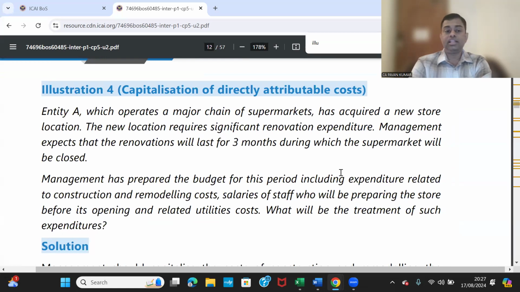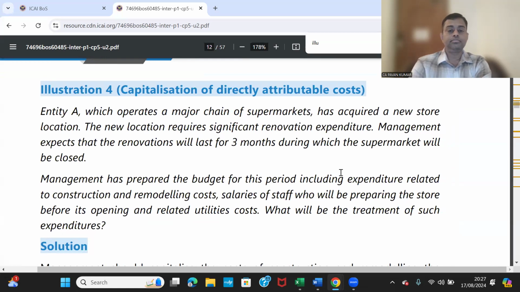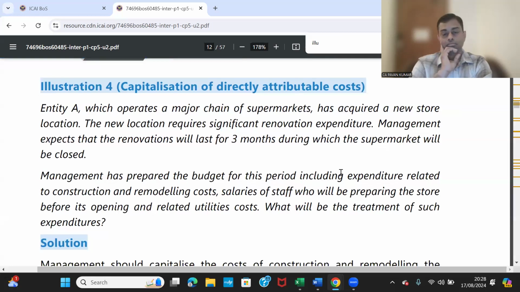Anushri Nair, madam, please read this. Okay. Entity A, which operates a major chain of supermarkets, has acquired a new store location. The new location requires significant renovation expenditure. Management expects that the renovation will last for 3 months, during which the supermarket will be closed. Management has prepared the budget for this period, including expenditure related to construction and remodeling costs, salaries of staff who will be preparing the store before its opening, and related utilities cost. What will be the treatment of such expenditures?